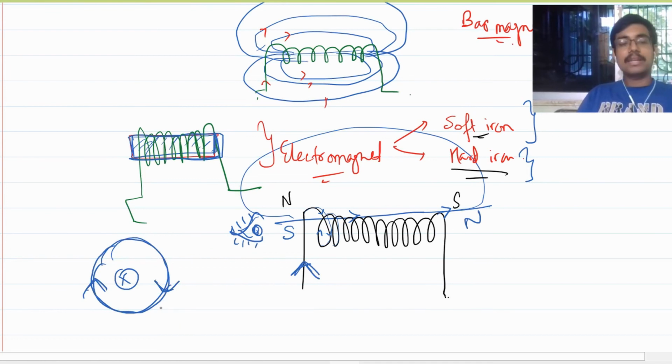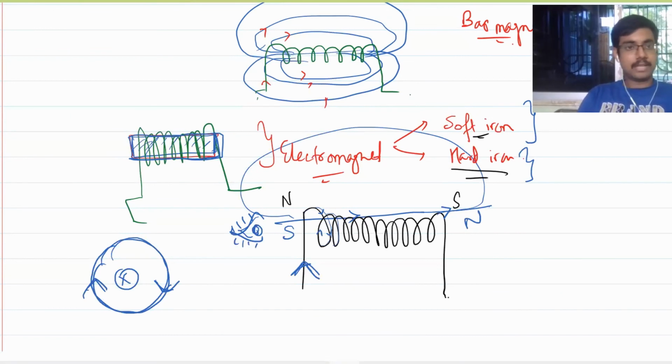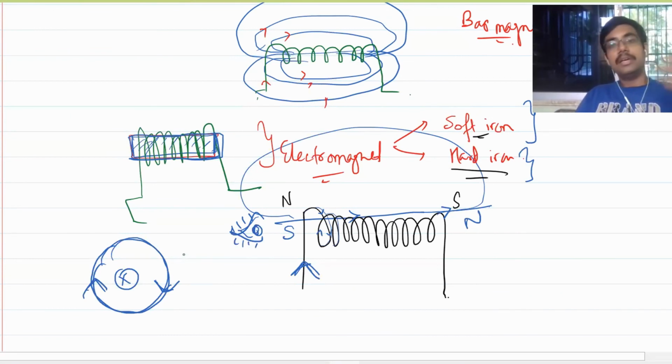If current is moving like this, then what will be the direction of magnetic field? It will be inside the paper. Am I clear? Now, if it is inside the paper, that means the magnetic field is going in. The magnetic field always starts from north and ends at south, isn't it so? So if it is going in this direction, it means that it is coming out from this direction. So this must be north.